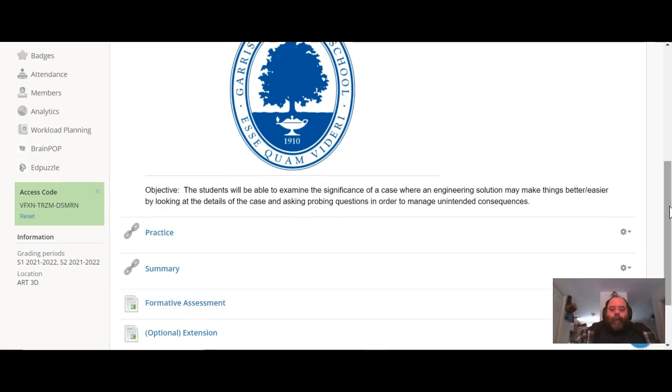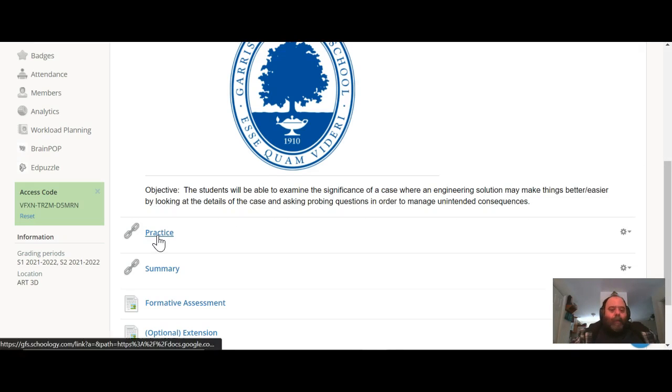Our objective for today is that you'll be able to examine the significance of a case where an engineering solution may make things better or easier, by looking at the details of that case and asking probing questions in order to manage unintended consequences. So essentially, this is another piece about engineering and ethics and trying to think things through.